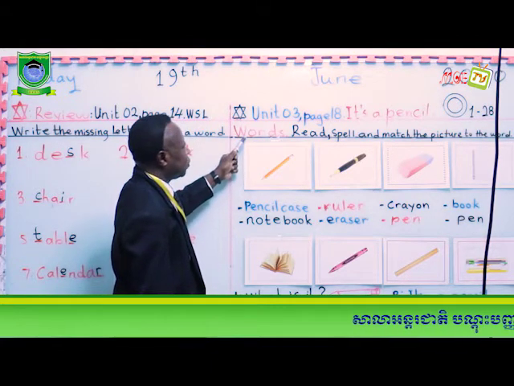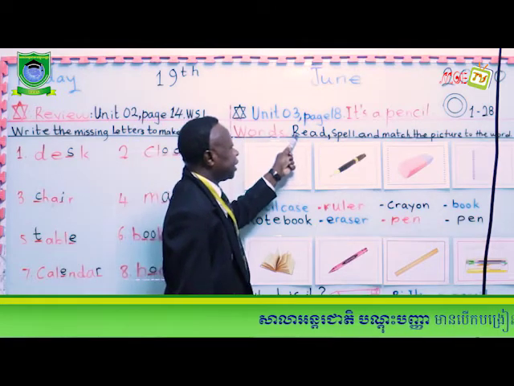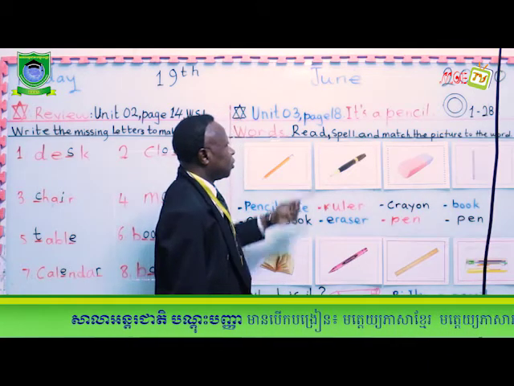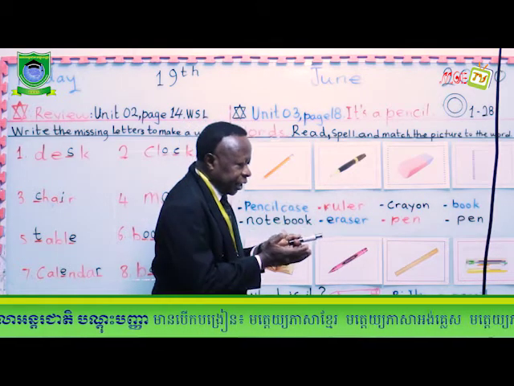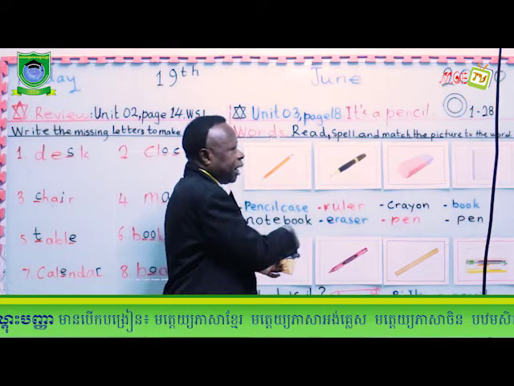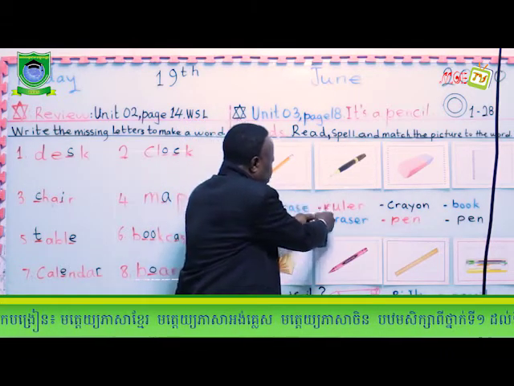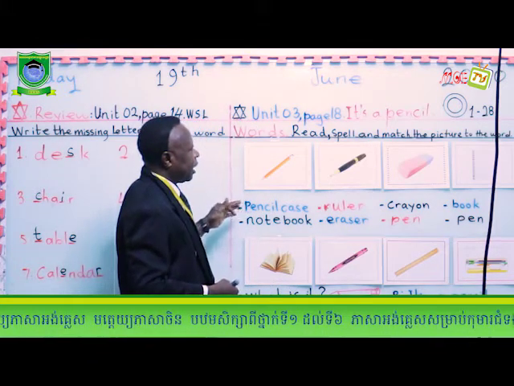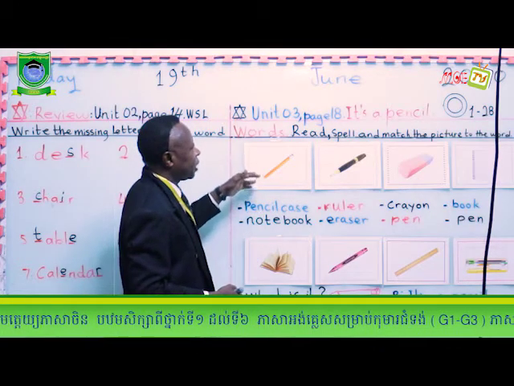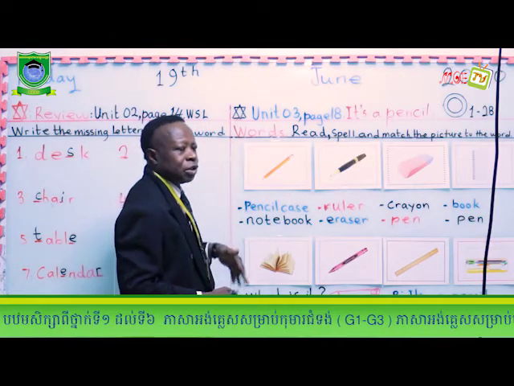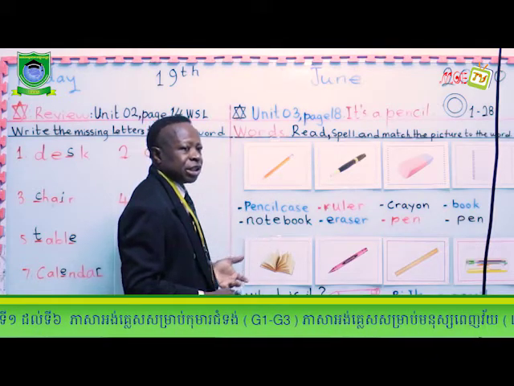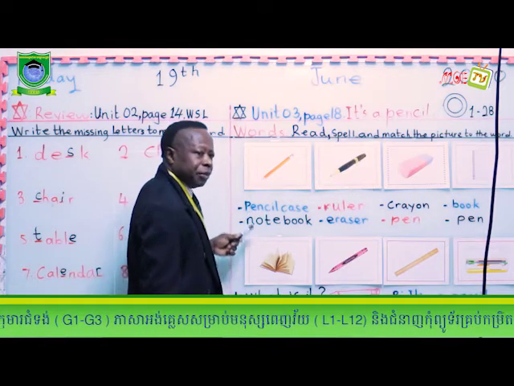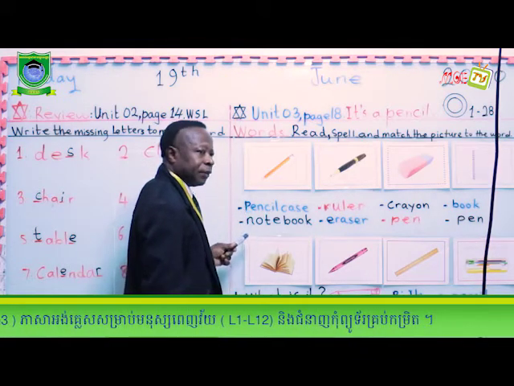So let's read the instructions. Words. Read, spell, and match the picture to the word. So we are going to read the words, and then after we will spell together, and then after we come back to match the words to the pictures. So let's begin with this one.